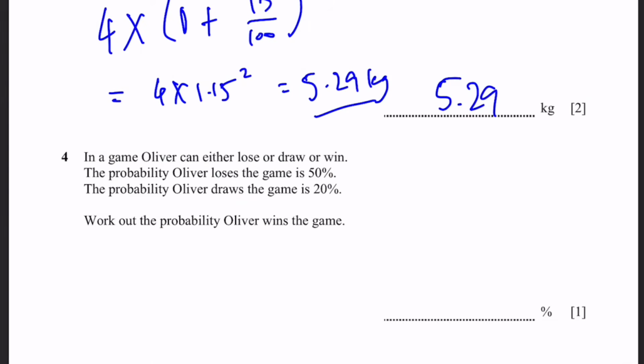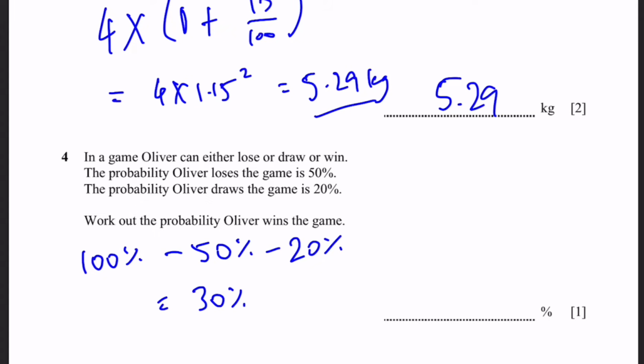Let's go to question 4. In a game, Oliver can either lose or draw or win. The probability that Oliver loses the game is 50%. The probability he draws the game is 20%. Work out the probability Oliver wins the game. Of course, the total probability is 100%, and there's only 3 different options for the result of the game. 2 of them have been given, so 50 and 20, and we just subtract this to get the third. So that'll be 30% probability that Oliver wins.